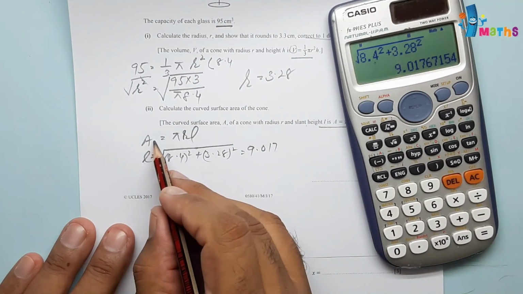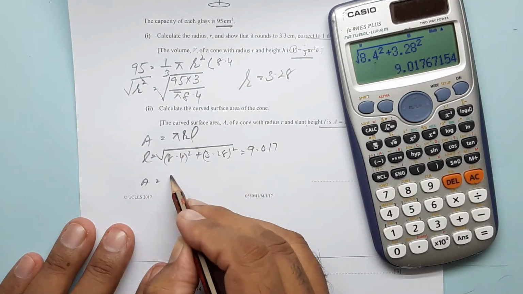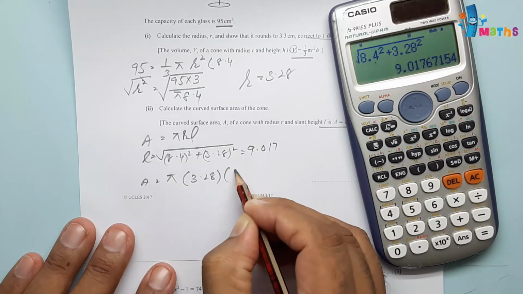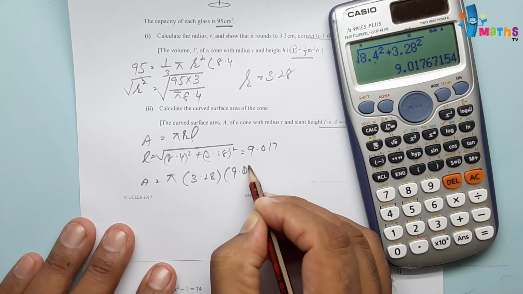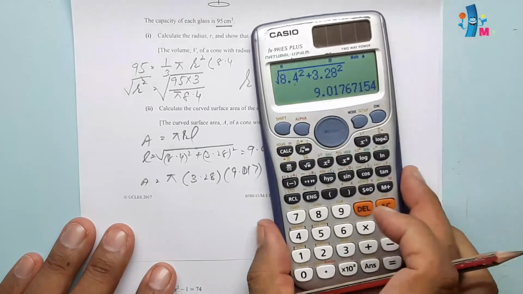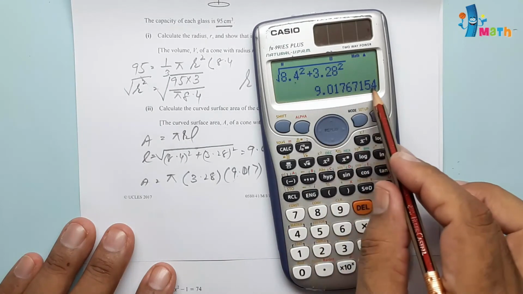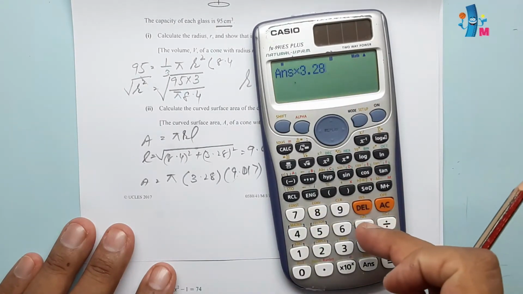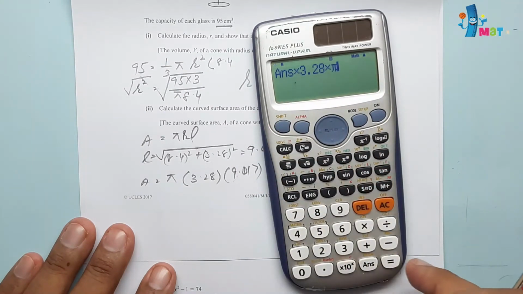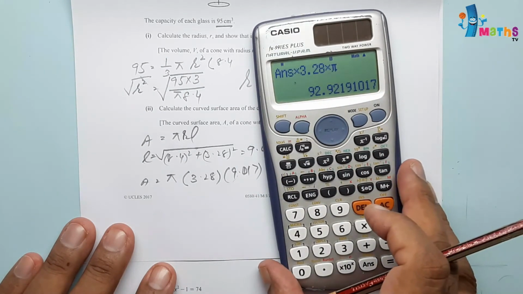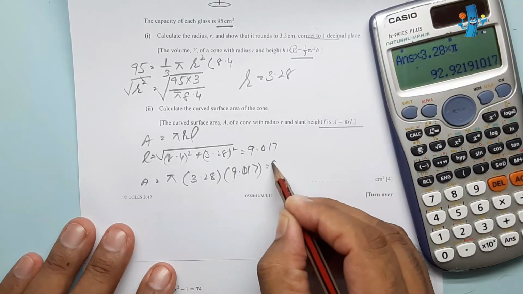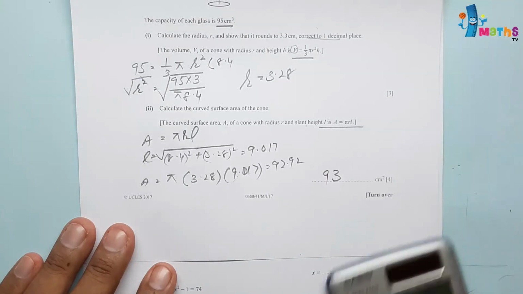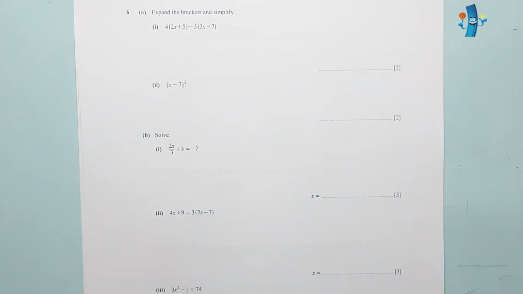Now we can replace in this equation. A is equal to pi, R will be 3.28, and L will be 9.017. If we calculate this value on the calculator, we multiply this with 3.28 and multiply this with pi, and we will get the answer 92.92, and we can round it to 93 centimeters squared.